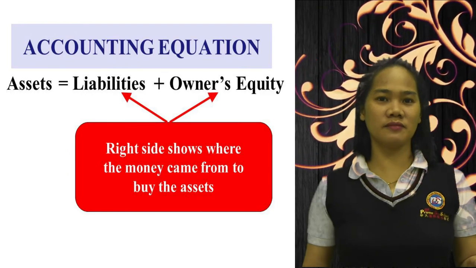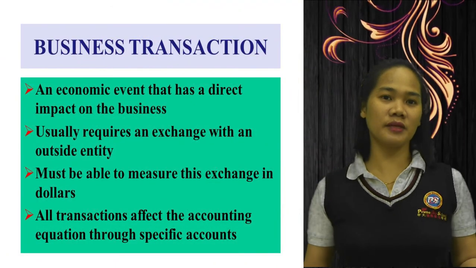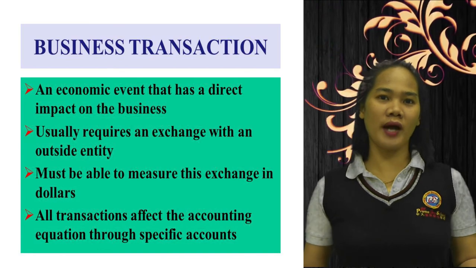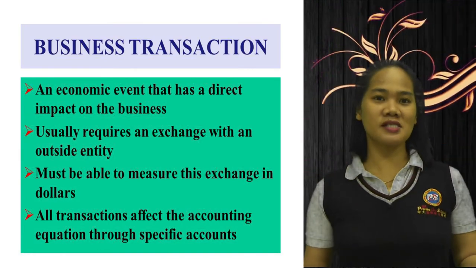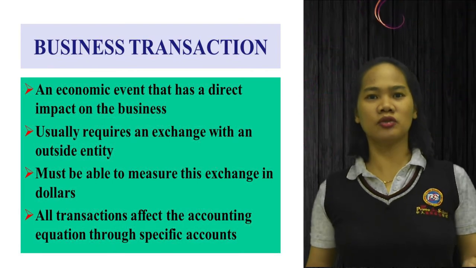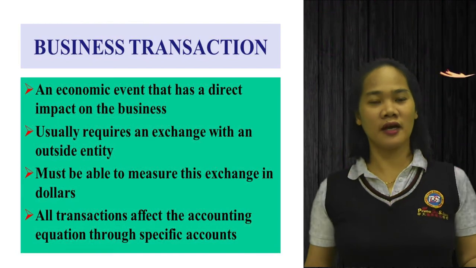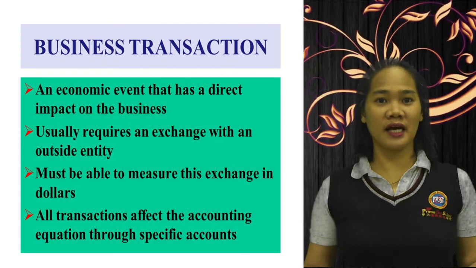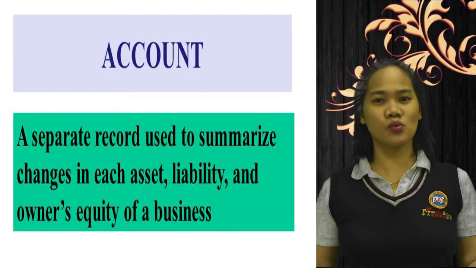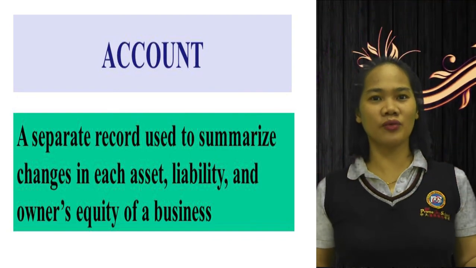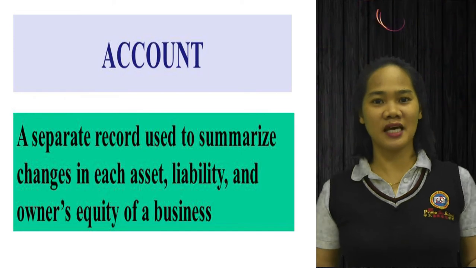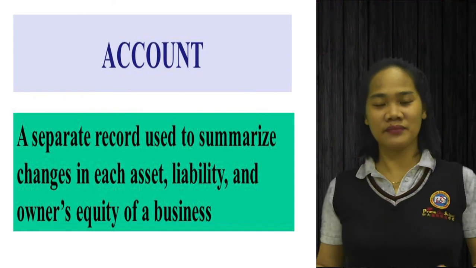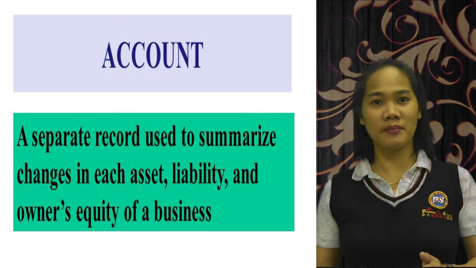Now, in our business transaction, a business transaction is an economic event that has a direct impact on the business. Usually, it requires an exchange with an outside entity, and it should be possible to measure this exchange in dollars. And of course, all transactions affect the accounting equation through specific accounts. So what is an account, by the way? Since we are learning accounting, an account is a separate record used to summarize the changes in each asset, liability, and owner's equity or capital of a business.